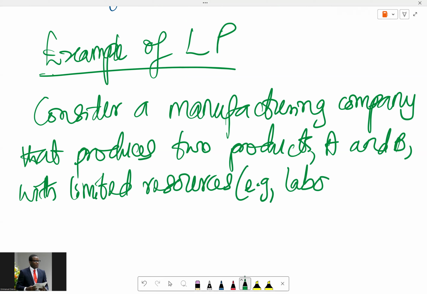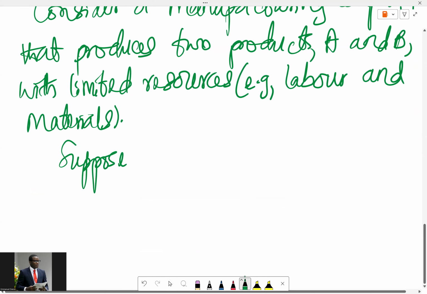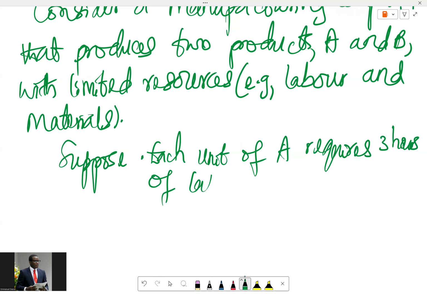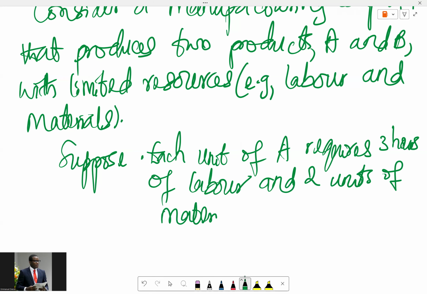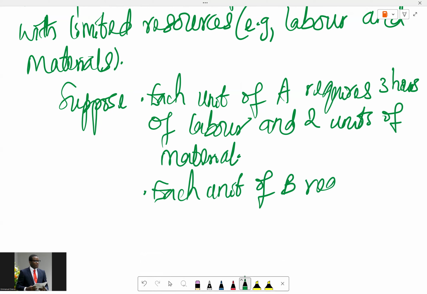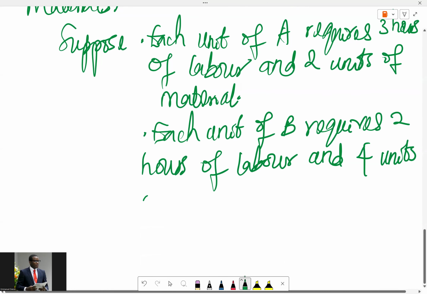e.g., labor and materials. So, of course, we don't always have sufficient supply of these things. So that's why there are constraints. Suppose each unit of A requires 3 hours of labor and 2 units of material. And then each unit of B requires 2 hours of labor and 4 units of material.